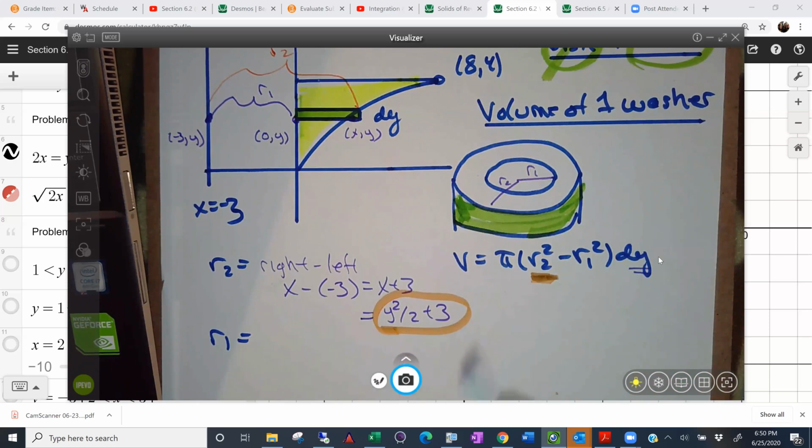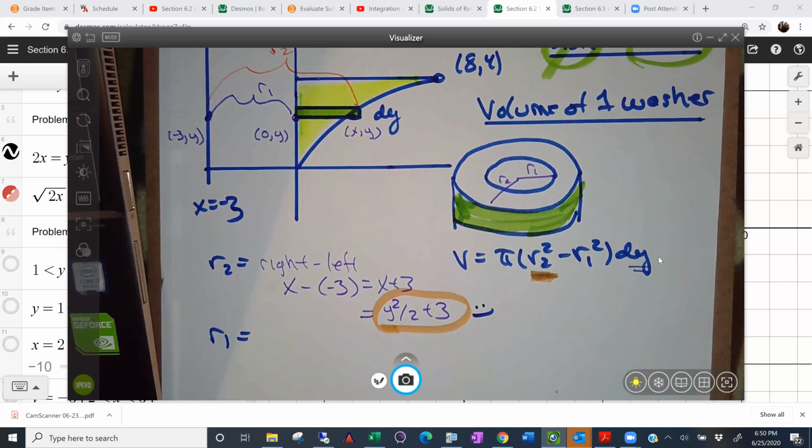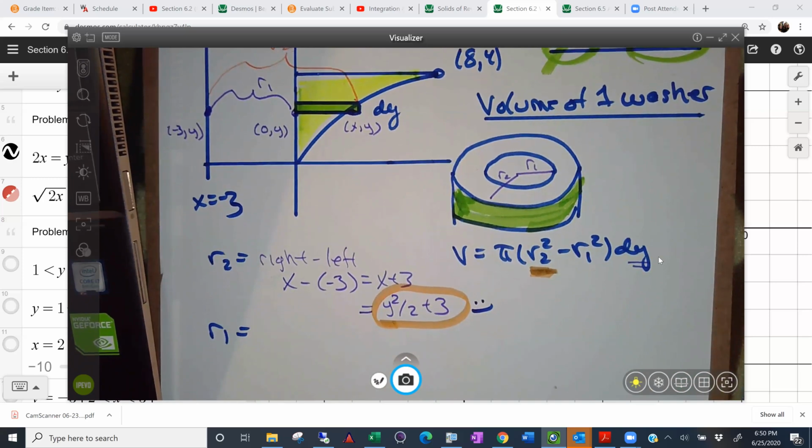Are you comfortable here? Yes. Thank you. All right. How about R1? Can anyone tell me what that's going to be? -3.